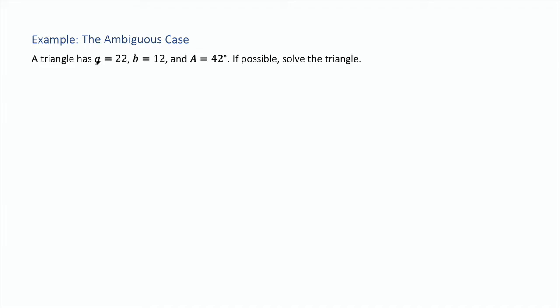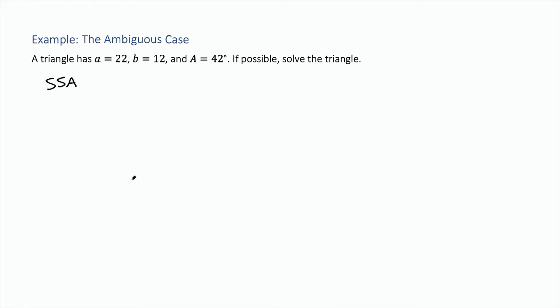A triangle has side length A equals 22, side length B equals 12, and angle A equals 42 degrees. If possible, solve the triangle. Now, we have two sides of a triangle here, and we have an angle opposite one of those sides. So this is the case, the ambiguous case, side-side-angle.